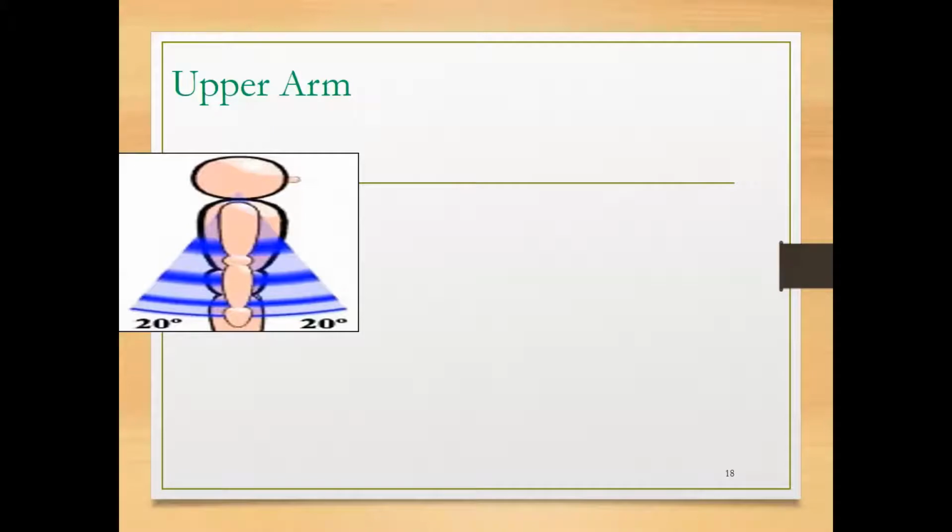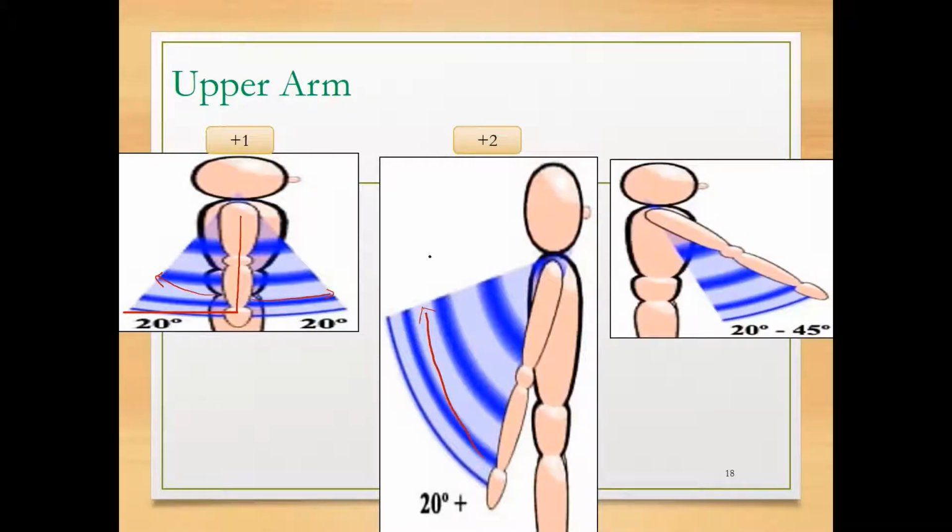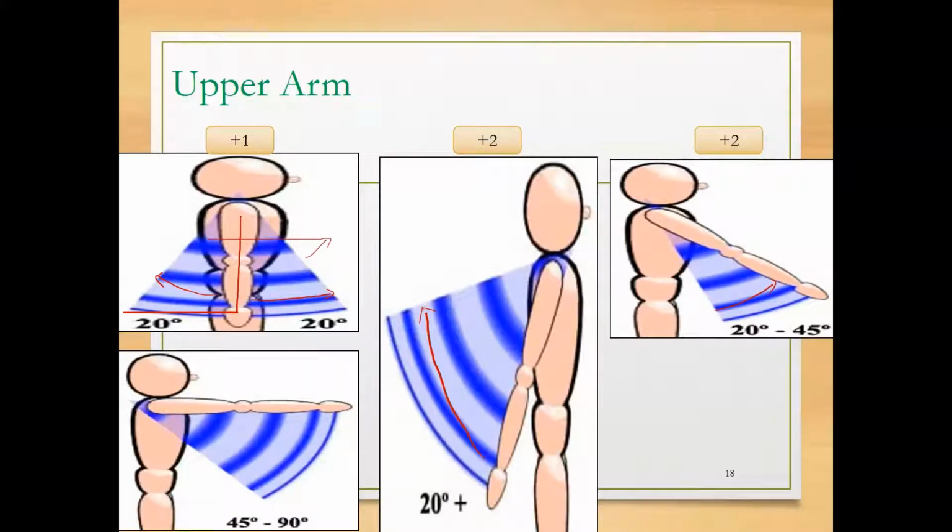So this is the neutral posture, this one for the upper arm. If it moves 20 degrees to either side, the score will be 1. So neutral posture up to 20 degrees will result in a score of 1. If it is moving in the backward direction beyond 20 degrees, we will have a score of 2. If the movement is beyond this 20 degrees in the forward direction, so from 20 to 45 degrees, the score will again be 2. If it is beyond this 45 degrees, just like shown in this figure, the score will be 3.